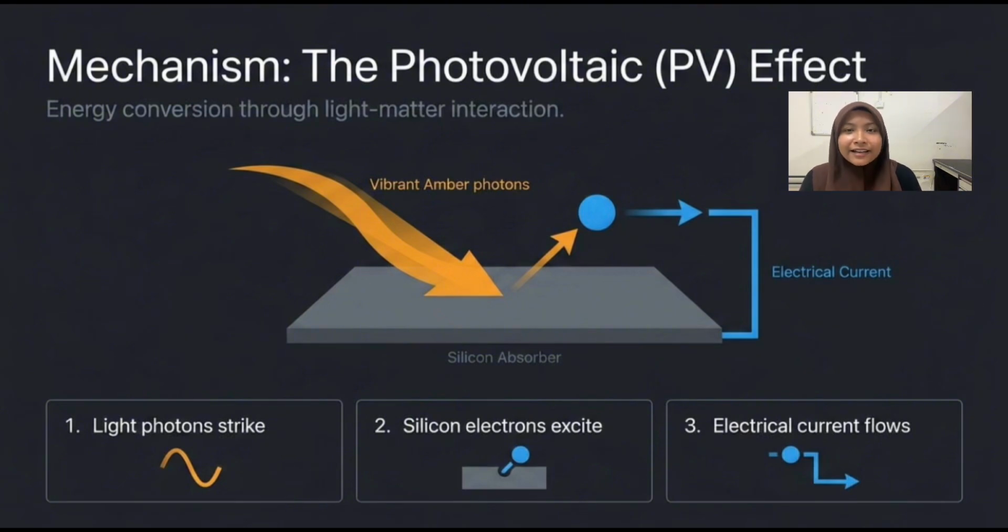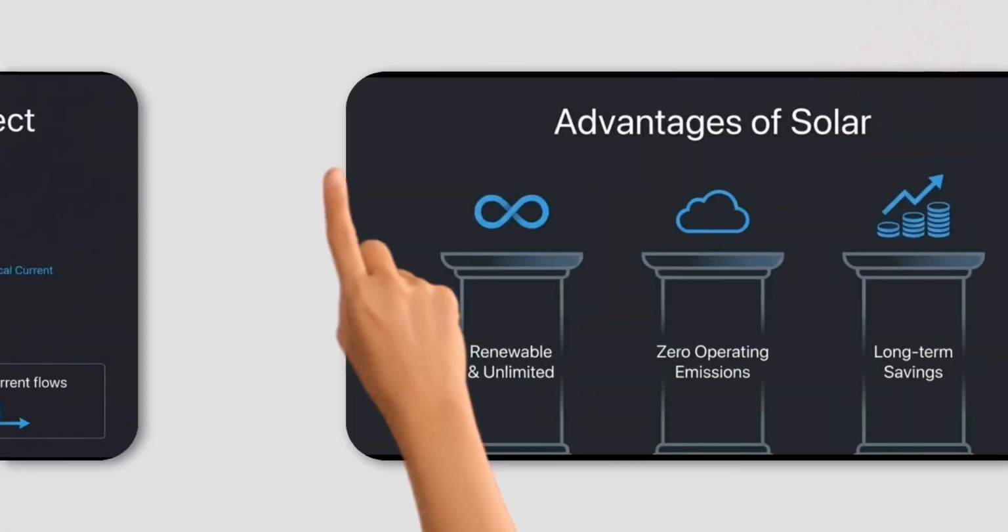In summary, the photovoltaic effect involves three main stages. First, sunlight photons strike the solar panel. Second, electrons in the silicon material become excited and are released. And third, the movement of these electrons generates an electrical current. This simple but effective process allows solar energy to be converted into clean, renewable electricity without producing harmful emissions.